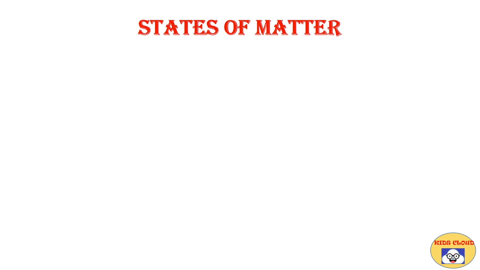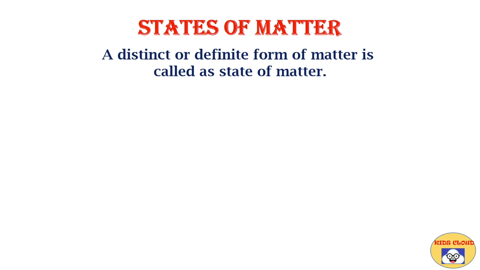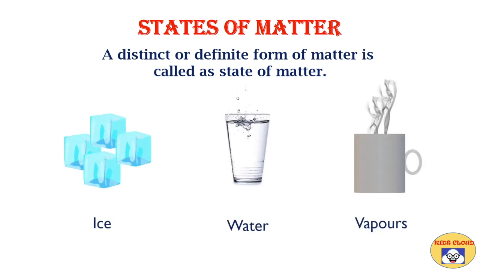States of matter. A distinct or definite form of matter is called a state of matter. Three states of water that we are all aware of are ice, water and water vapor. Thus water can exist in solid, liquid and gas form. Let's see how these three forms differ.